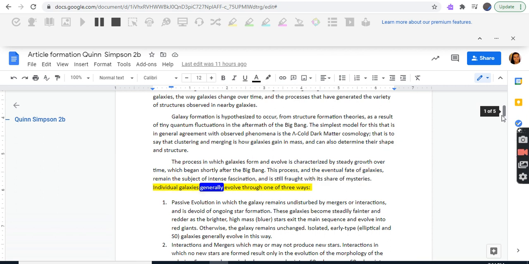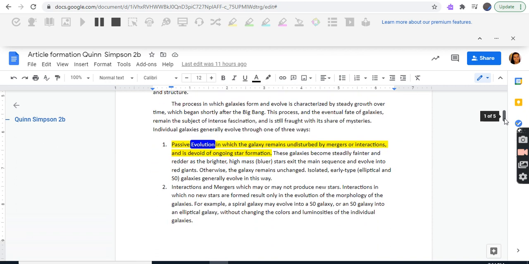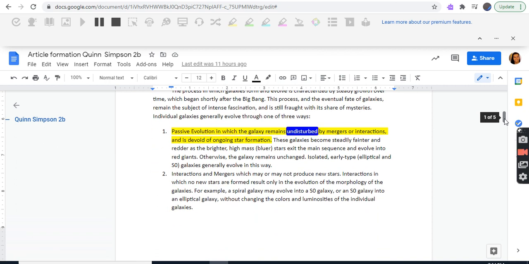Individual galaxies generally evolve in one of three ways. 1. Passive evolution, in which the galaxy remains undisturbed by mergers or interactions, and is devoid of ongoing star formation. These galaxies become steadily fainter and redder as the brighter, high-mass, bluer stars exit the main sequence and evolve into red giants. Otherwise, the galaxy remains unchanged. Isolated, early type, elliptical and S0 galaxies generally evolve in this way.